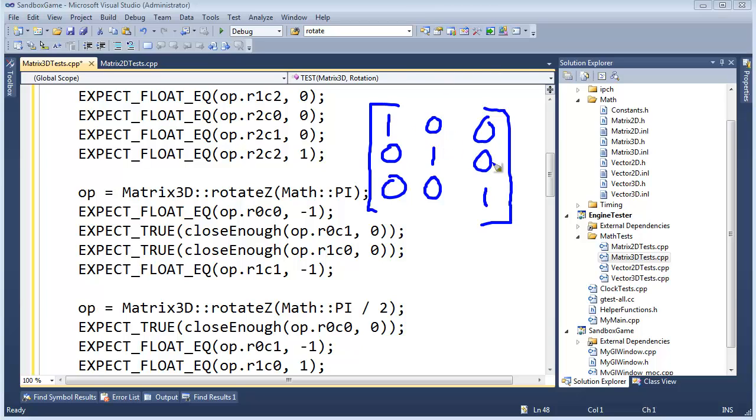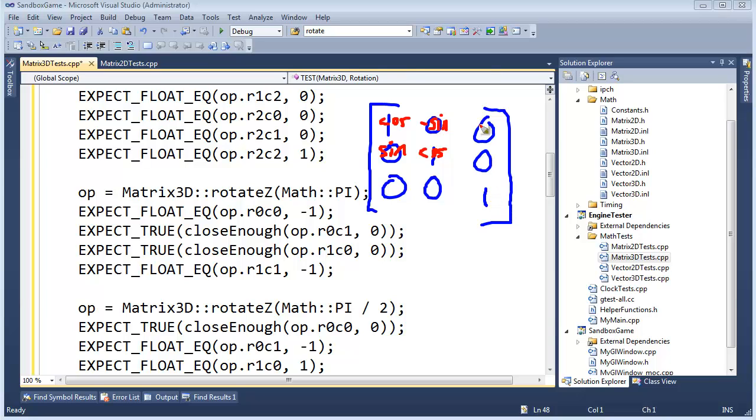When we rotate around the z, before we were doing something like cosine, sine, negative sine, cosine, right? This should be old hat by now. We were modifying these values. So to rotate around the z means we're not going to change the z basis vector at all. So this value in our matrix, when we say rotate z, should always be 0, 0, 1.